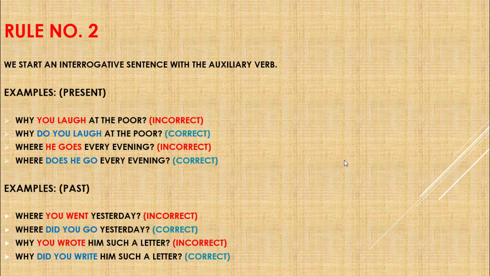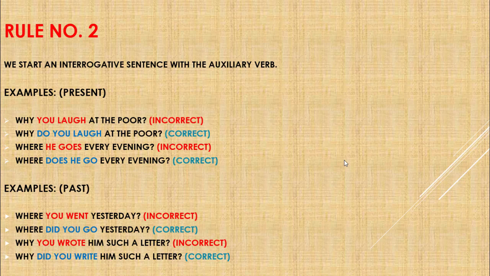Rule number 2 is we start an interrogative sentence with the auxiliary verb. Just have a look at the examples of present tense. Why you laugh at the poor is incorrect because it is not starting with the auxiliary verb. The correct example is why do you laugh at the poor?